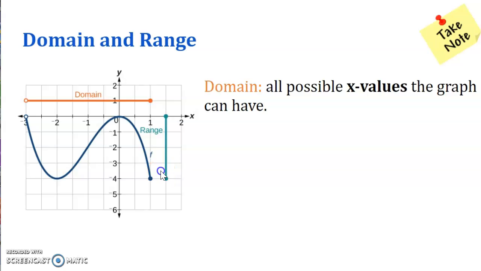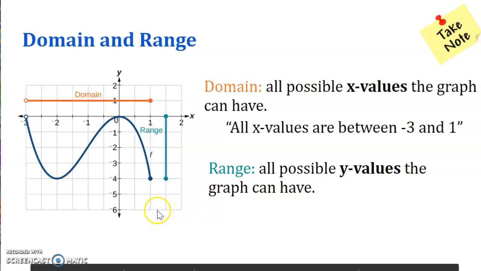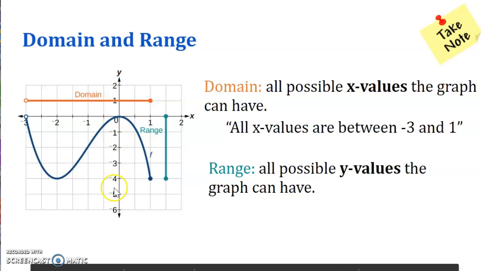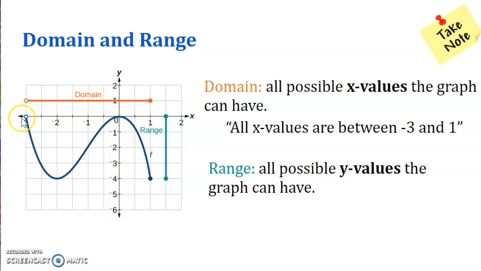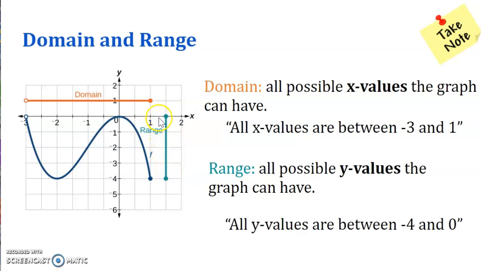Okay, and what about range? It's all possible y values the graph can have. So all possible y values are the y-axis values. Okay, how far does the graph extend? The highest point is here and the lowest point is here. So you just talk about the maximum and the minimum. Okay, and again, domain is just how far the graph extends. So range extends from 0 to -4.